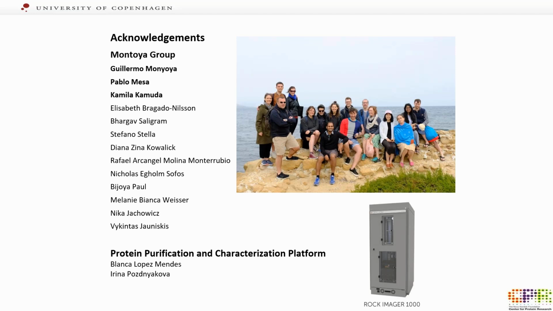And in the end, I would like to thank my supervisor and also all the people in the lab and the facility, especially our 2 Rock Imagers in the lab. Without the help of the Rock Imager, I could not have screened more than 100 plates by myself.